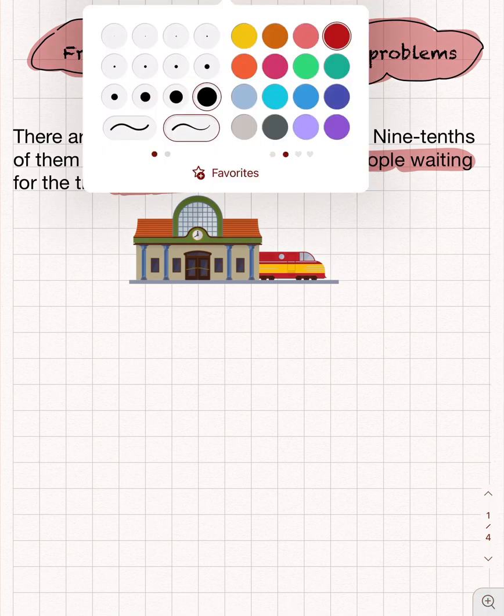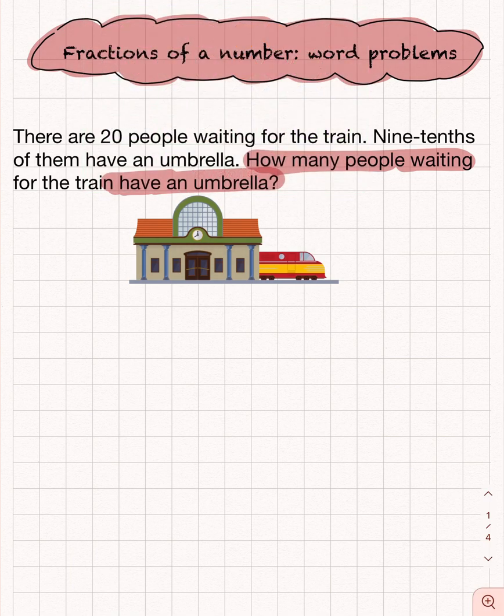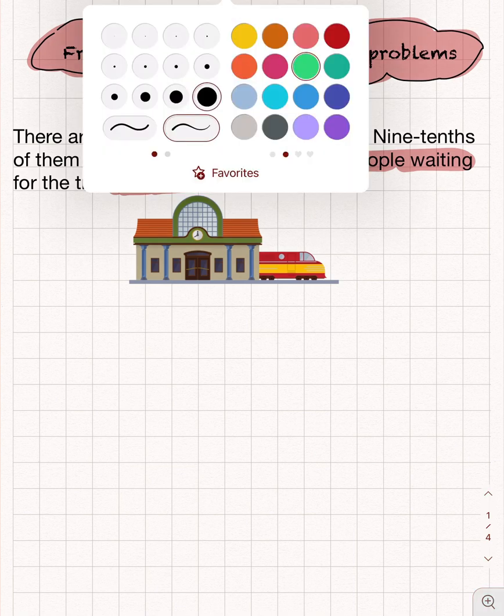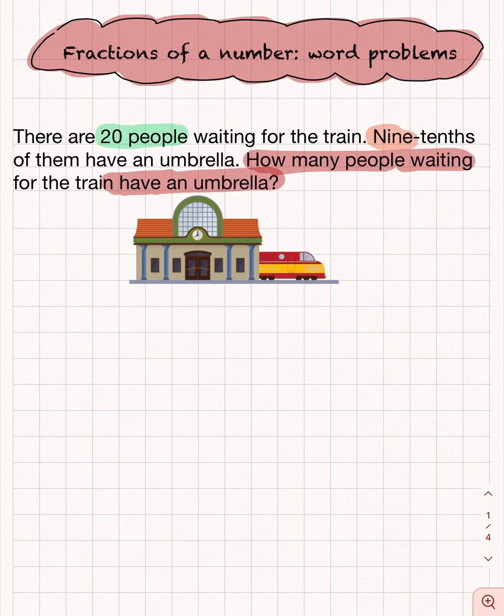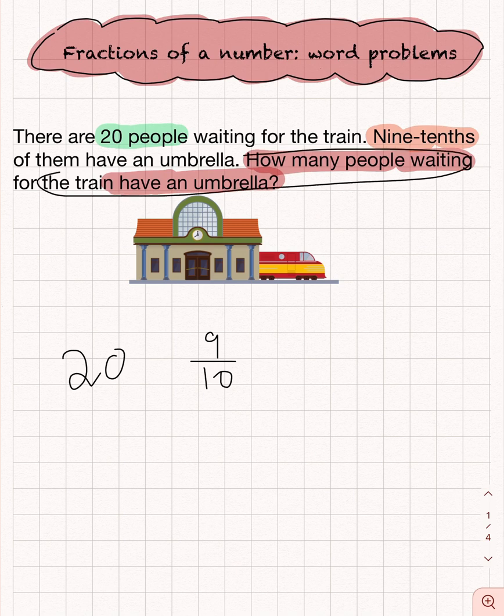And let's take a look at what we know. We know there are 20 people waiting for the train, so there's 20 people, and we know that 9/10 of them have an umbrella. So we've got the number 20, and we've got the number 9/10. And we know that we need to do some work with these numbers to find out how many of these people have an umbrella.